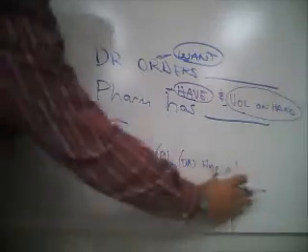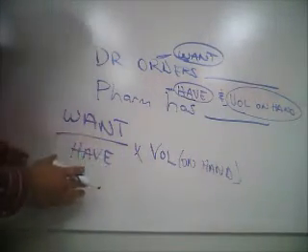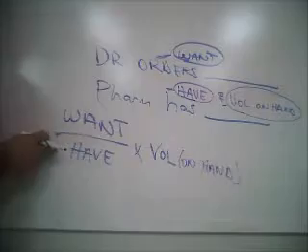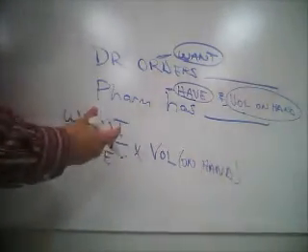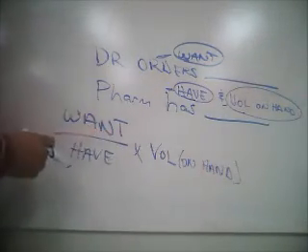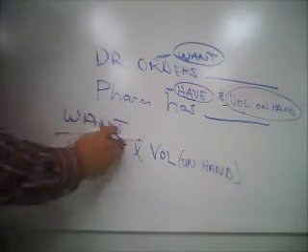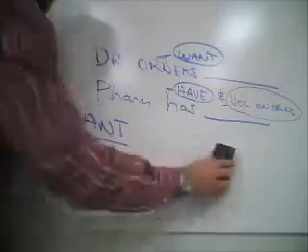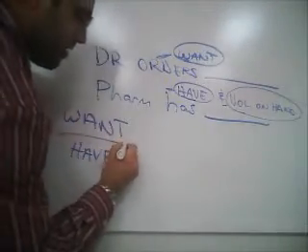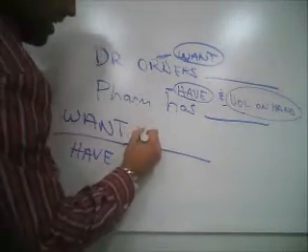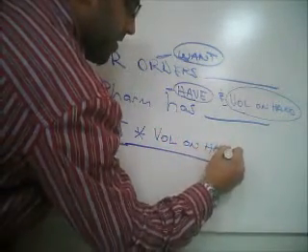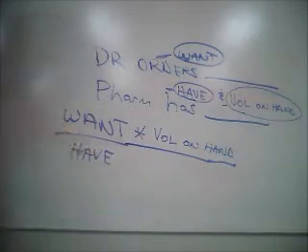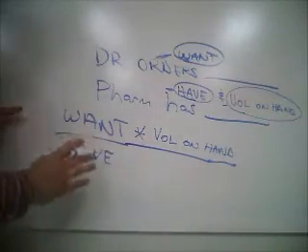This equation is what you need to have in your brain. You've got to know this: want over have times volume. Now there are a number of different ways to set this up, but I think this is one of the easiest. The only other way that you might find easier to understand is want times volume on hand over our have. Does everybody see that?